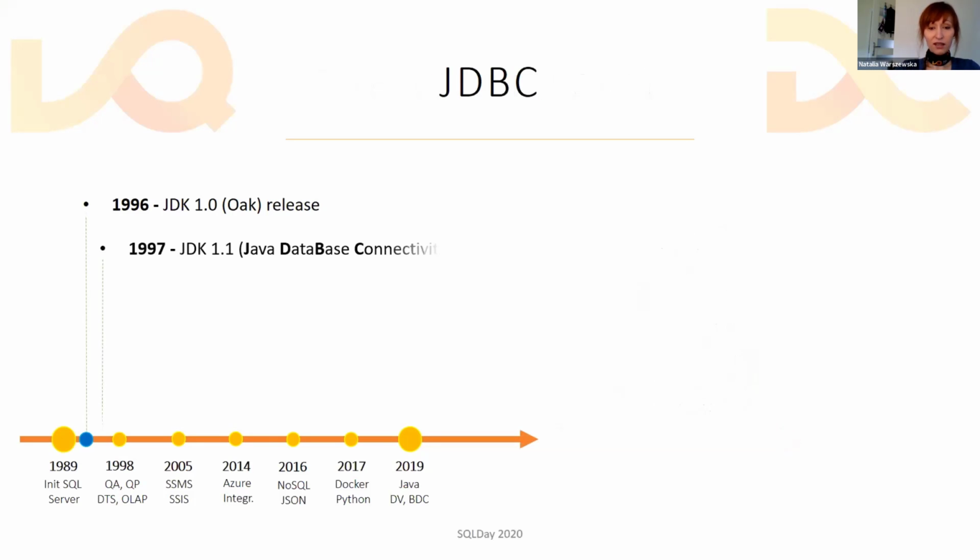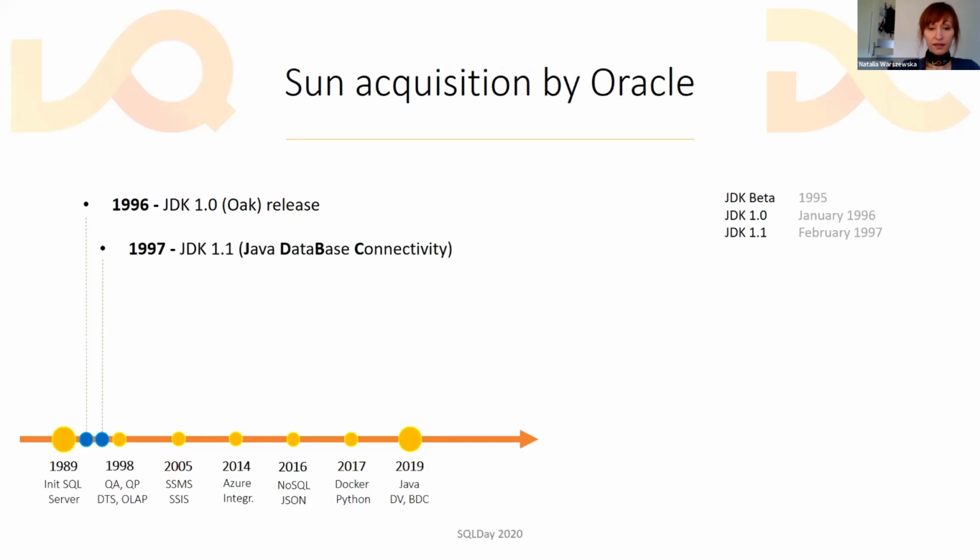In 1997, the next release named JDK 1.1 introduced JDBC. JDBC is Java Database Connectivity. So since that moment, Java started communicating with databases. Then, after a couple of years, in 2010, Sun's acquisition by Oracle happened. So since January 2010, Java became Oracle.